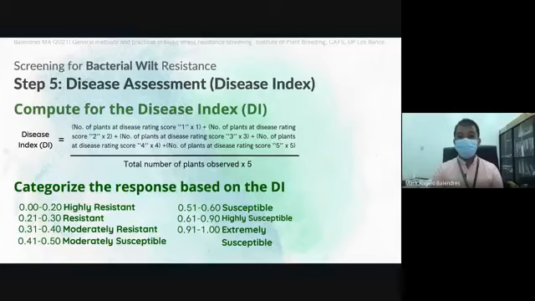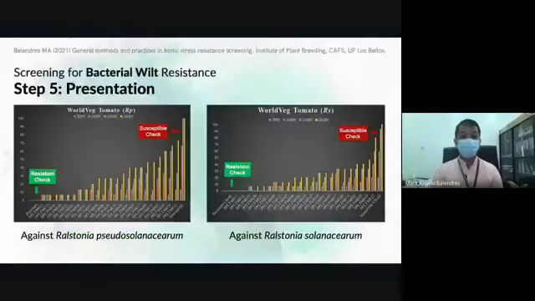Right, so this is an example of the first glasshouse trial for the World Vegetable lines that we have in the lab at the moment. We have a project funded by the Department of Science and Technology in collaboration with the World Vegetable Center. For the first Ralstonia species, which is Ralstonia solanacearum, we did identify several lines that are considered resistant. So your resistant check is here and your susceptible check is here.